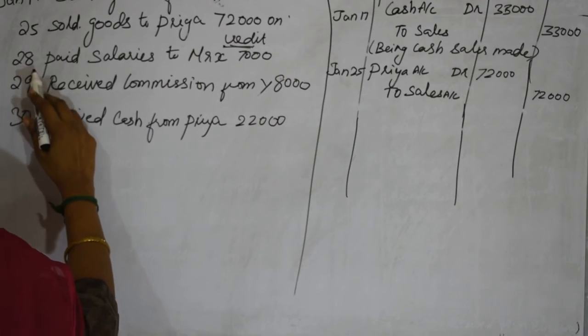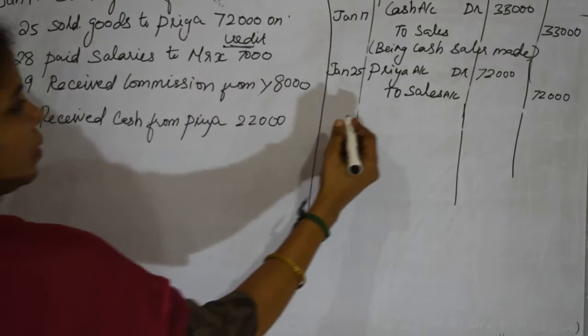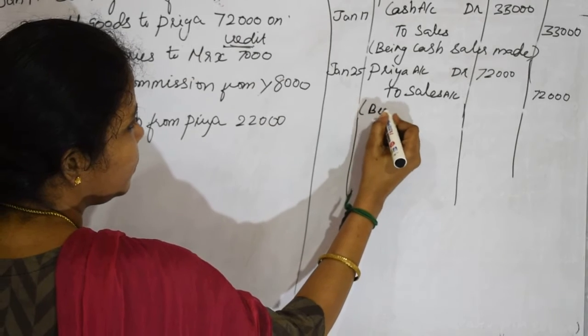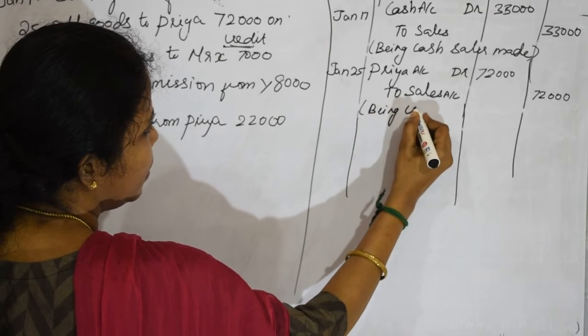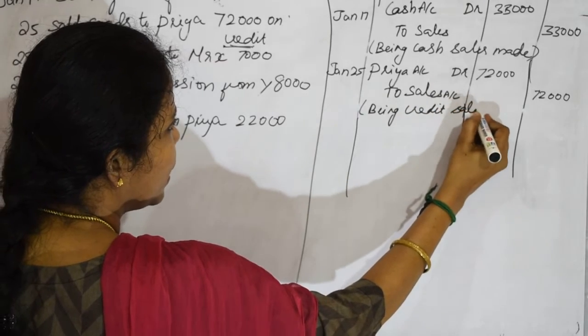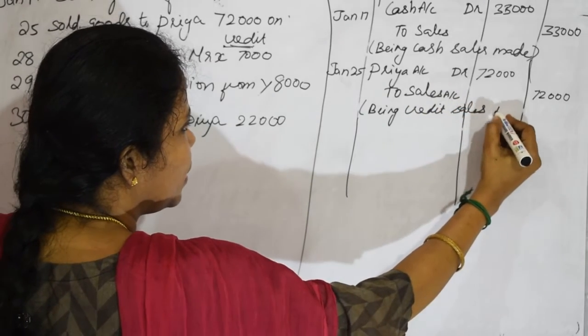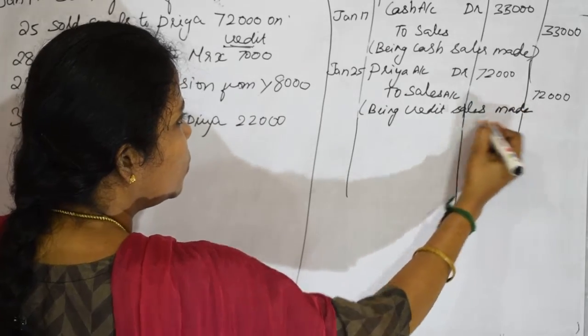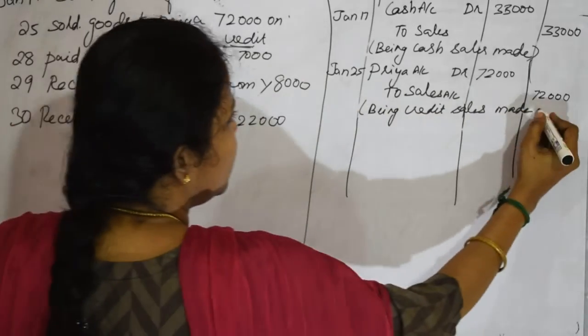Okay, next one is on Jan. The narration will be like this: credit sales made. Made to whom? Priya. So, credit sales made to Priya.